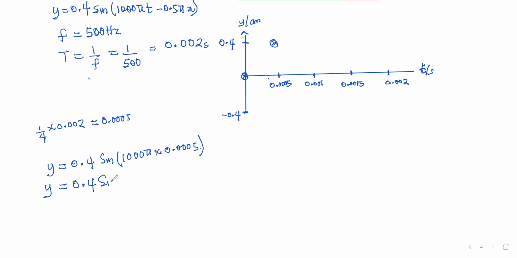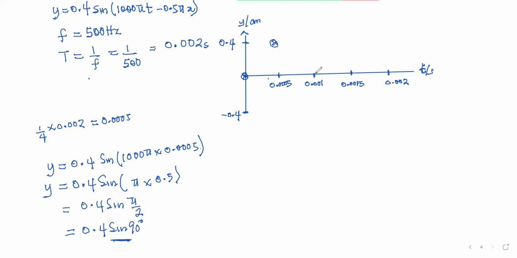And this will give us 0.4 times sine of 1,000 times this, 1, 2, 3. We have π times 0.5, and 0.5 is half. So this is basically 0.4 sine of π on 2. And π on 2 is 90. Sine 90 is 1. So the whole thing reduces to 0.4 times sine of 90, and since sine 90 is 1, this will give us a displacement equal to 0.4.